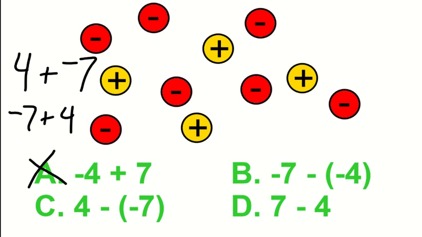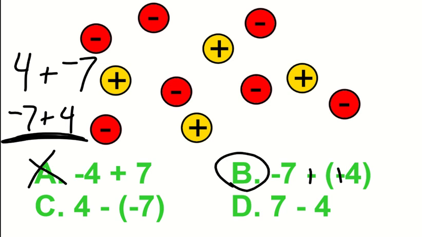When they have subtraction, we need to do same, change, change. First number stays the same. We change to addition. We change the sign on the second number. So for B, -7 stays -7. Change to addition. Change to positive. And you can see that matches right there. That's why B is the correct answer.